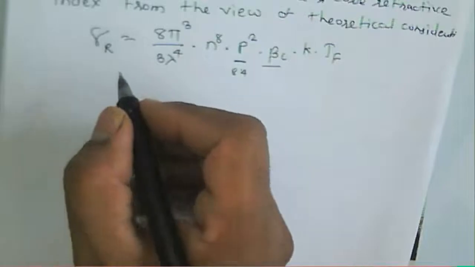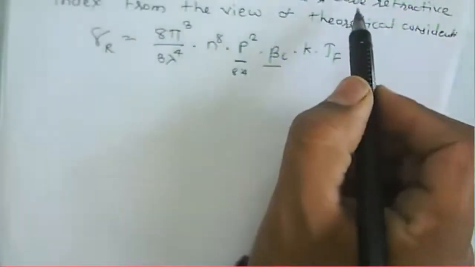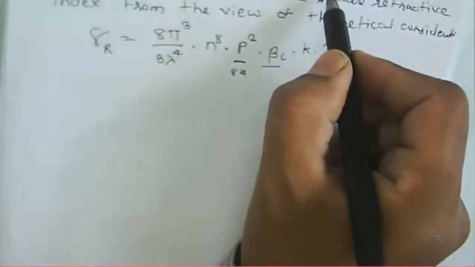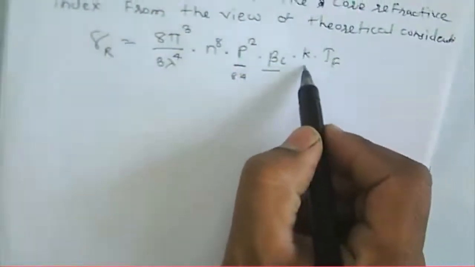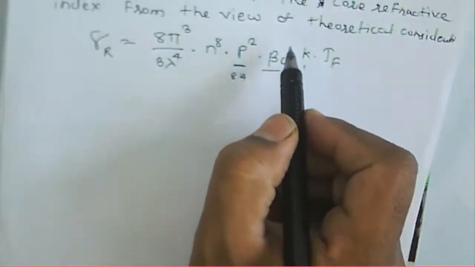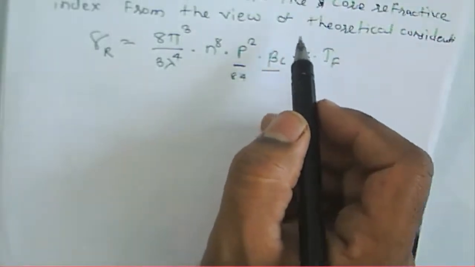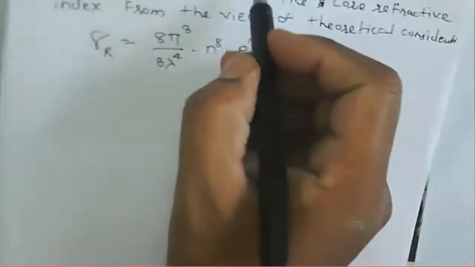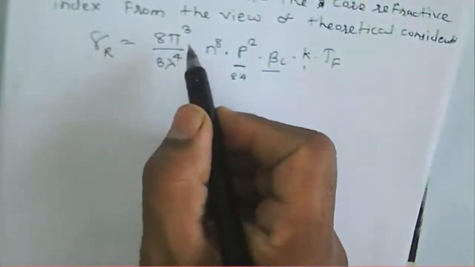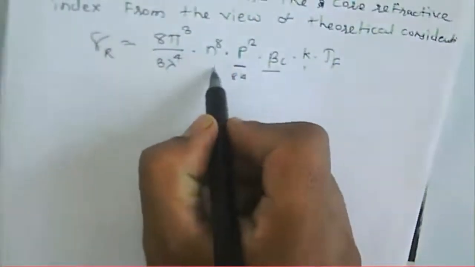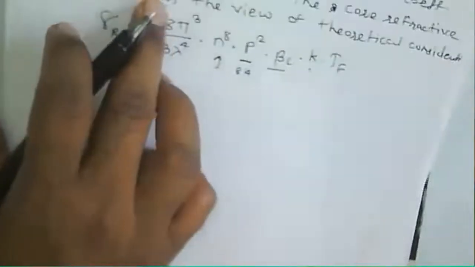Now we'll go ahead. It is given that effective temperature is 785 K, and we have the Boltzmann constant. Okay, so now we can consider what will be the core refractive index, that is n here.